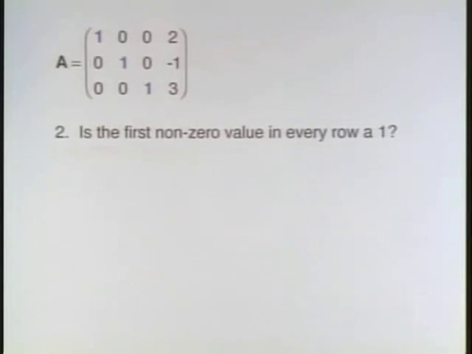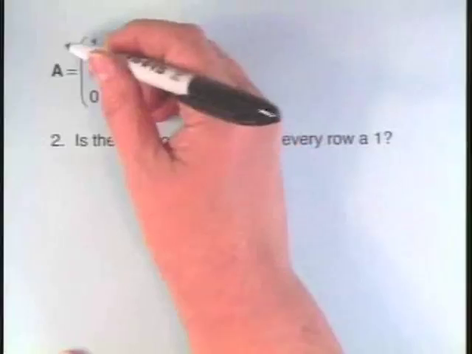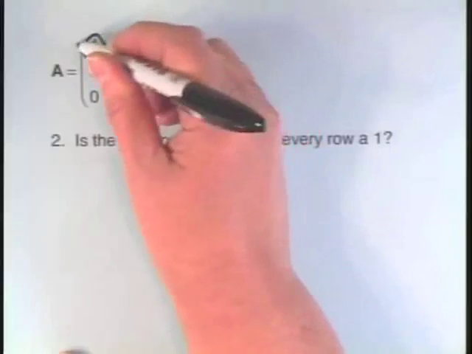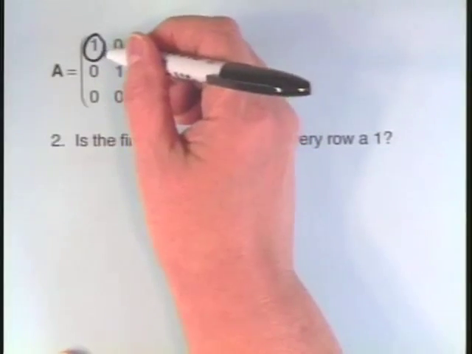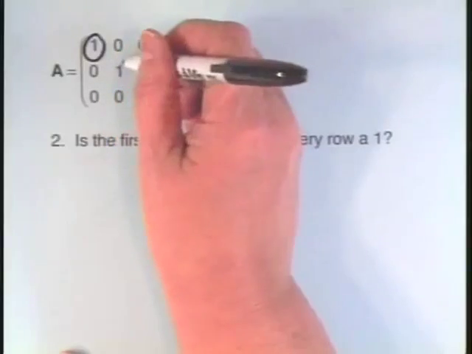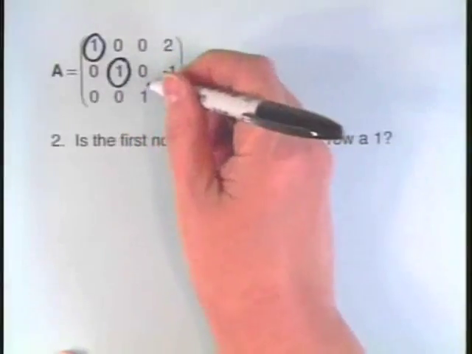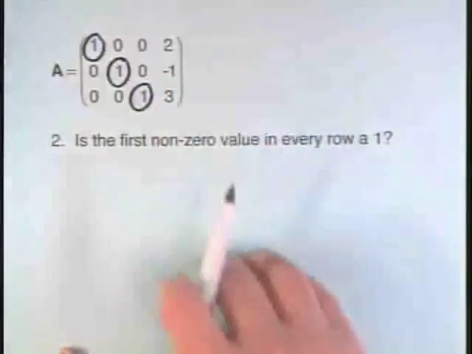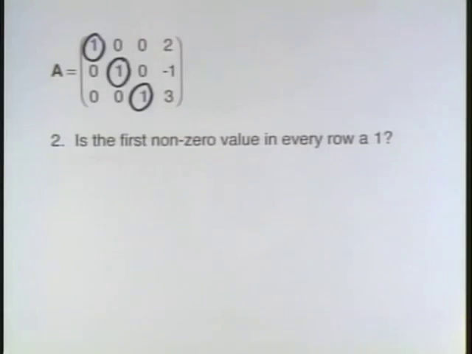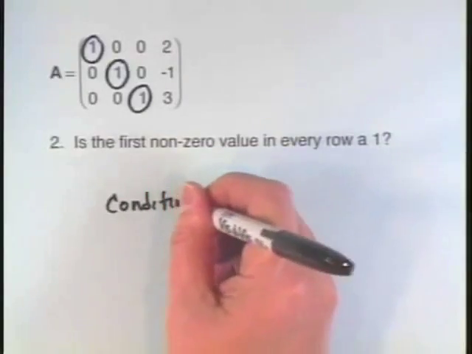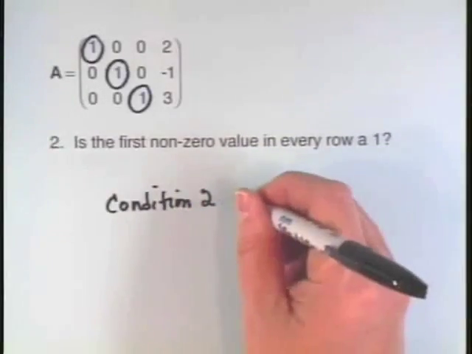Still using matrix A, number 2, is the first non-zero value in every row a 1? We begin at the left and move toward the right until we encounter the first non-zero entry in each row. In row 1, it's in the row 1 column 1 position, and it is a 1. Then we move to row 2, moving from left to right. Our leading non-zero entry is also a 1, and in row 3 we also have a 1 for the first non-zero entry in each row. Since this is true, condition 2 is satisfied.